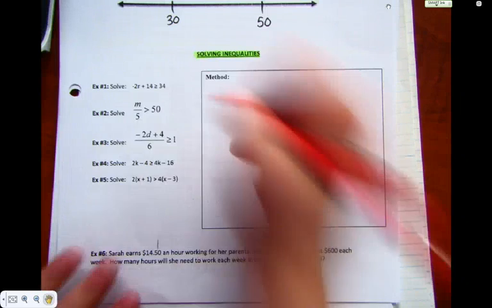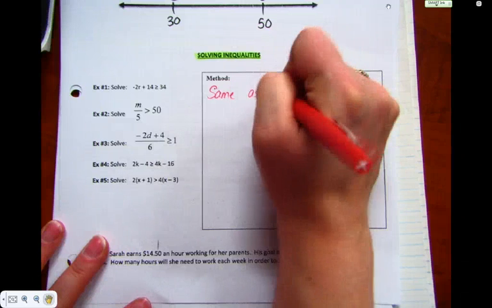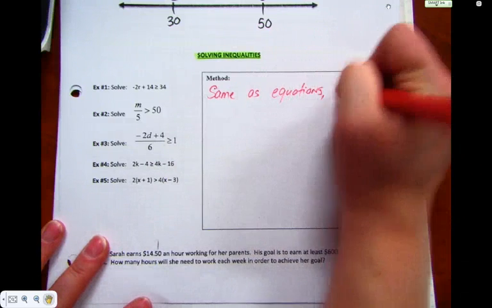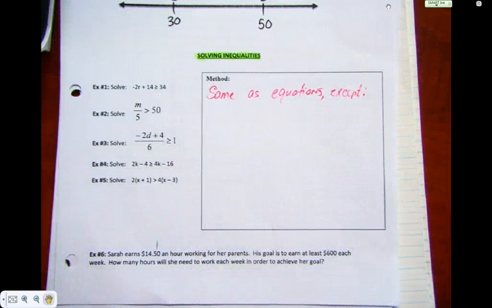So the method is exactly the same as equations, except one little rule that's different.